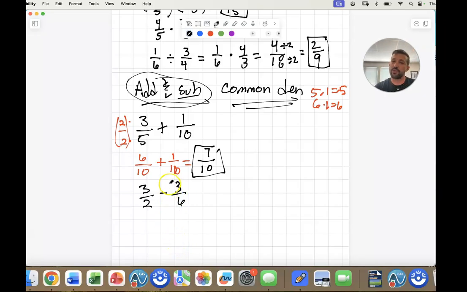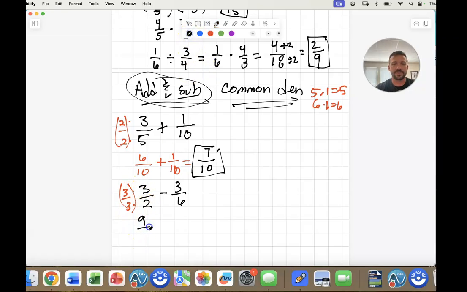Okay, you would just do the same thing. You look at the denominator. You say, okay, what can I multiply one of them by to make it the same as the other? Well, it looks like I can multiply 2 by 3. That'll make it 6. What I do to one, I need to do the other because we need to multiply it by 1, right? Okay, 3 times 3 is 9.